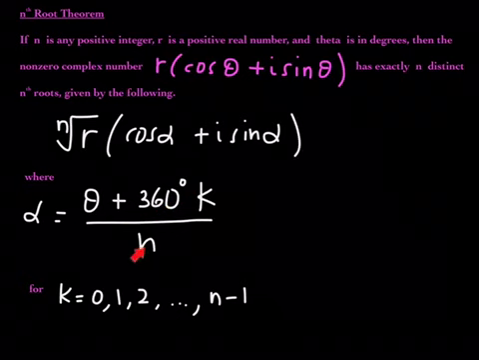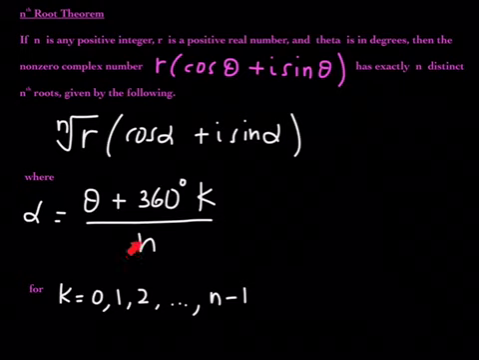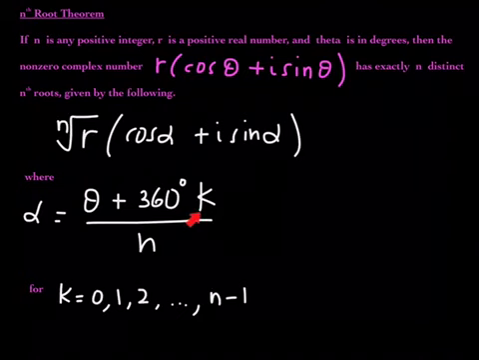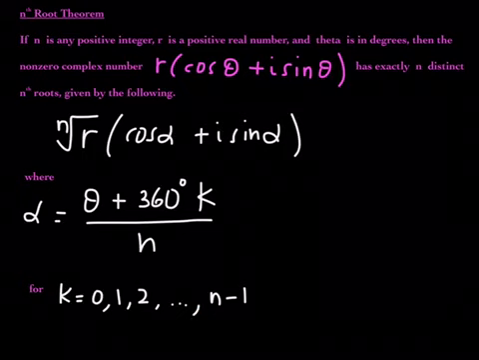So if you're looking for cube roots, then your n is 3, you're dividing by 3. If you're looking for fourth roots, then you're dividing by 4 because n is 4. Now this is really important: you're going to let k start from 0, 1, 2, 3, and go all the way to n minus 1. Now, all of this seems like a lot.